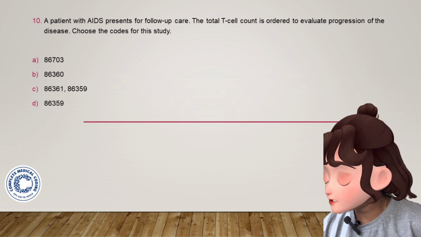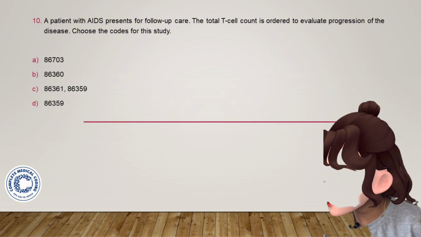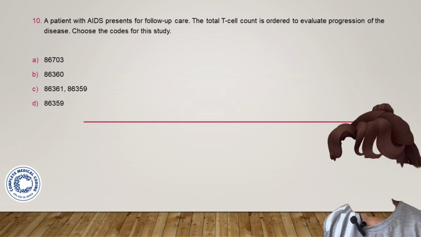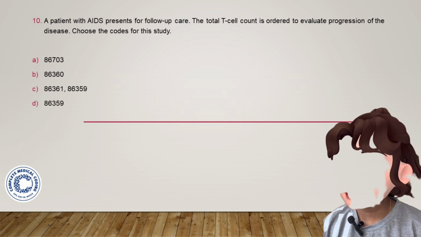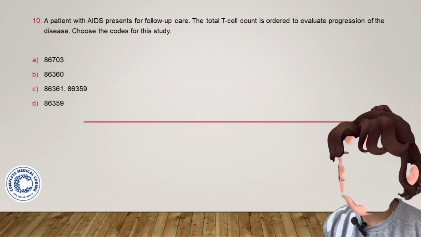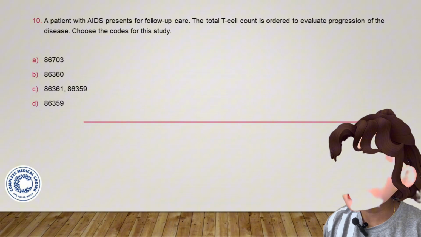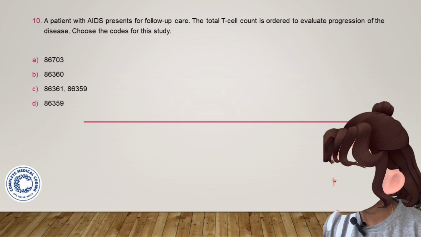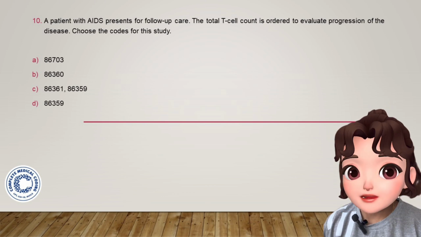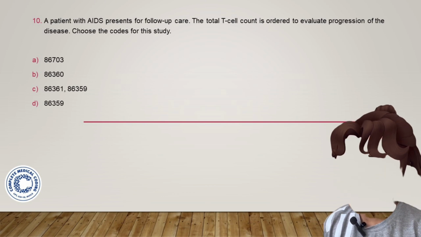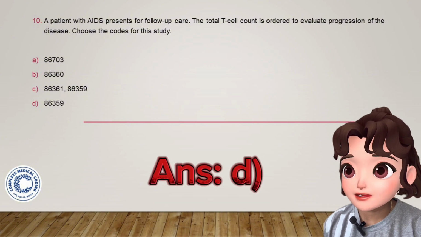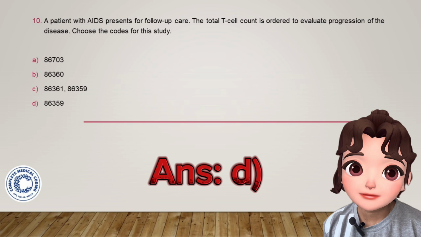86359. 86359 represents T cells, total count. Yes, we need that, right? T cells total count. So our answer will not be option C, because option C has 2 codes mentioned: total T cell count and then 86361, absolute CD4 count. We don't want that, right? We want only the total T cell count, which is option D, 86359. So our answer will be option D.